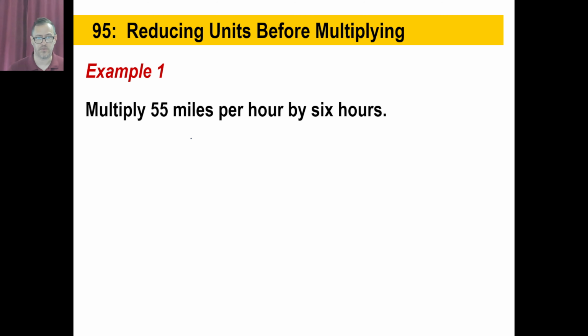So what you would do is you would say 55 miles. What I would do if I were you is just abbreviate everything. 55 miles per hour. You can write 1 hour if you want to, or you can just write hour, whatever. I just write HR.